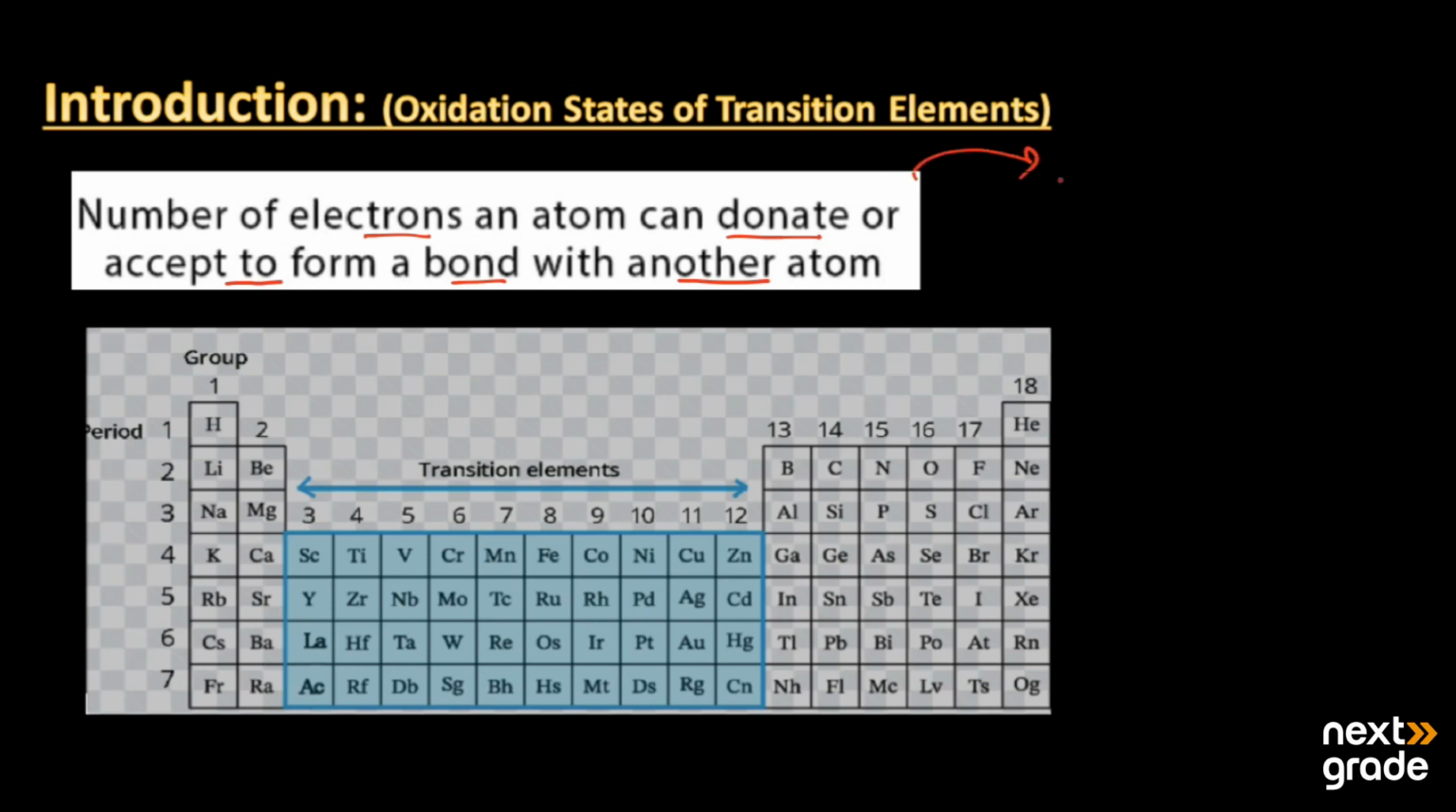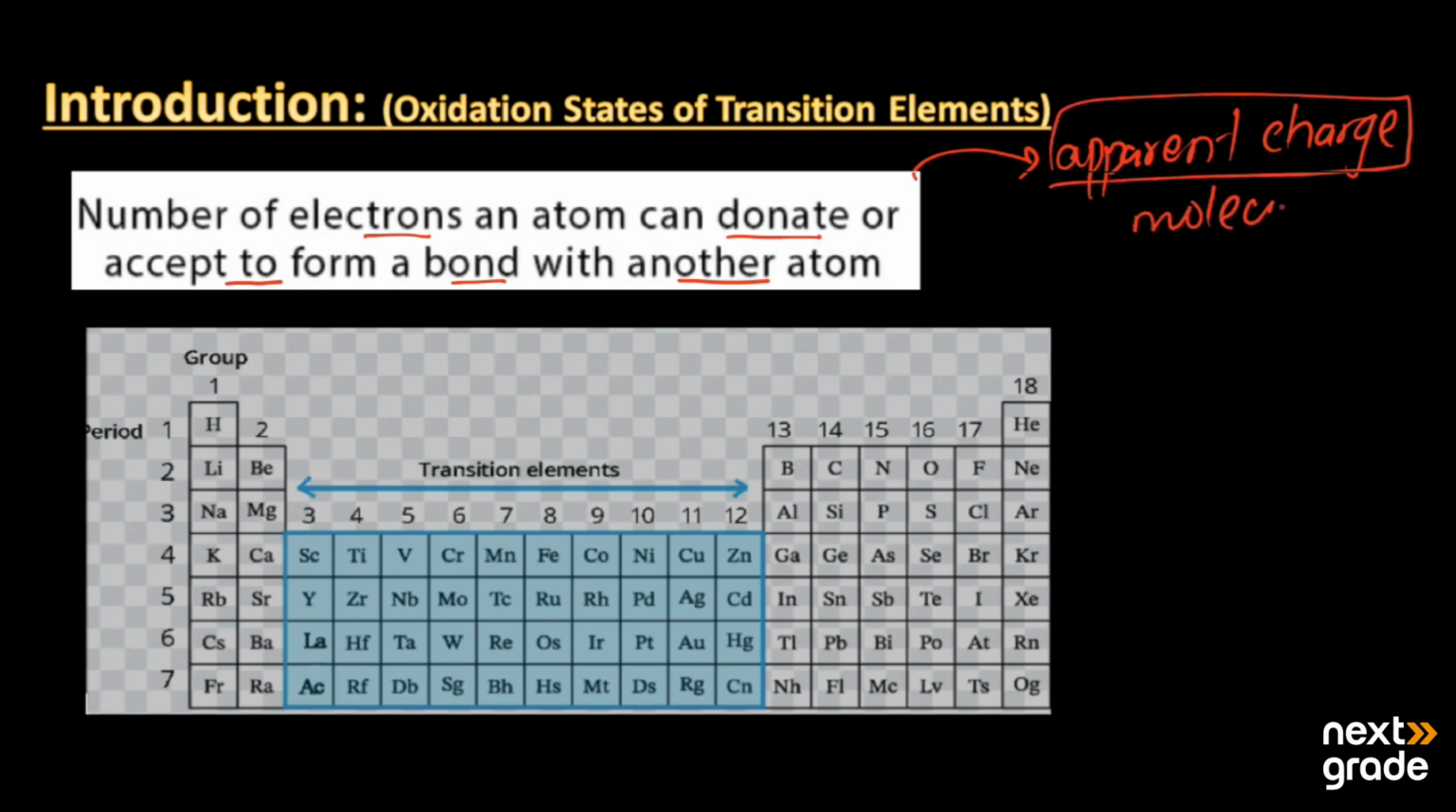On the other hand, the oxidation state can also be defined as an apparent charge that an atom can have in a molecule or in a compound. So it depends upon what type of molecule or compound is present, whether it is present in the form of an ion. The charge is basically called its oxidation state or oxidation number. So it depends upon how many electrons an atom has donated or lost, or how many electrons it has accepted or gained for the formation of the bond. That depends upon its oxidation state.